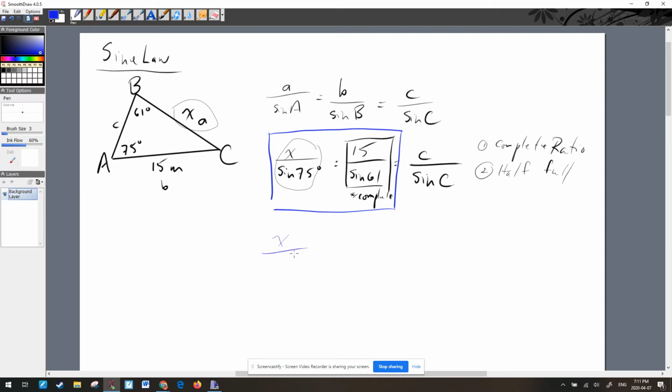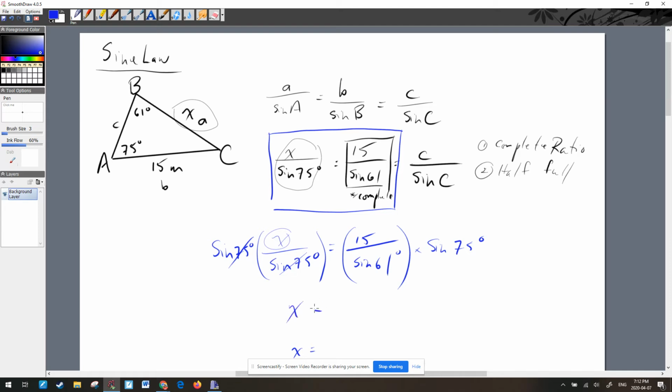So I'm going to rewrite them. You don't necessarily have to rewrite them, but I'm going to rewrite them just to give me some more room to work with. So sine of 61. Now, I want to solve for x. I know that when I get down to the bottom, I want to have x all by itself, x equals some number. Right now, x is being divided by the sine of 75. So the opposite of that is, of course, multiplication by the sine of 75 degrees. And if I have to do it on the left, I have to do it on the right as well. So I'm going to multiply by the sine of 75 degrees. Those ones are going to go away.